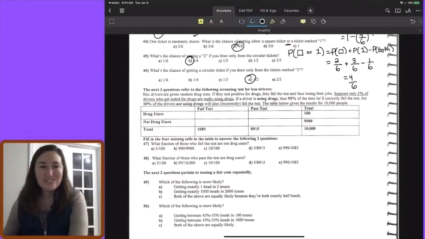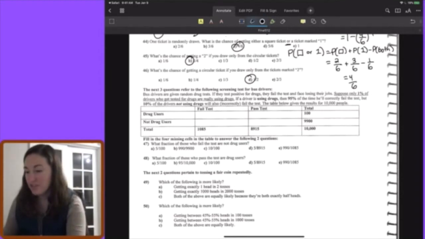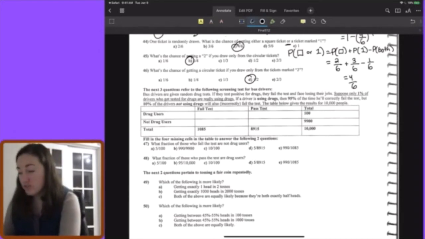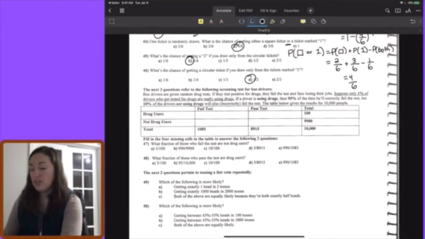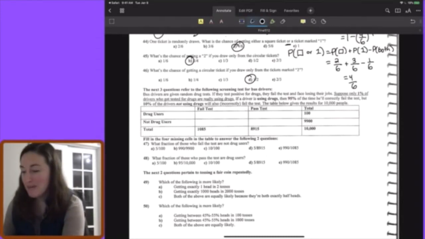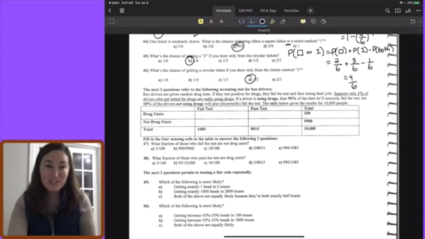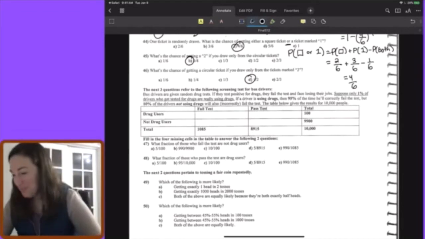So this is conditional probability. Hopefully this makes it easier to have the chart here. This says bus drivers are given random drug tests. If they test positive for drugs, they fail the test and face losing their jobs. Suppose only 1% of bus drivers who get tested are really using drugs. If a driver is using drugs, there's a 95% chance they'll correctly fail the test. But there's false positives. 10% of drivers not using drugs will also fail the test.